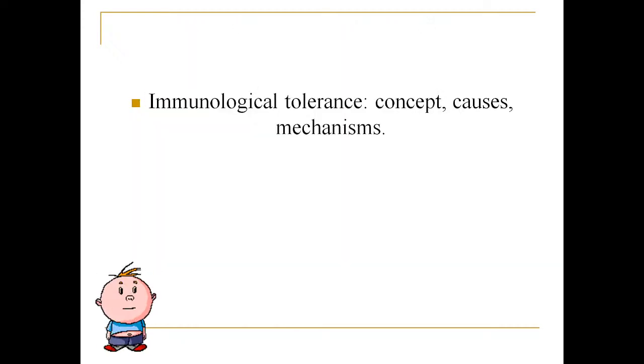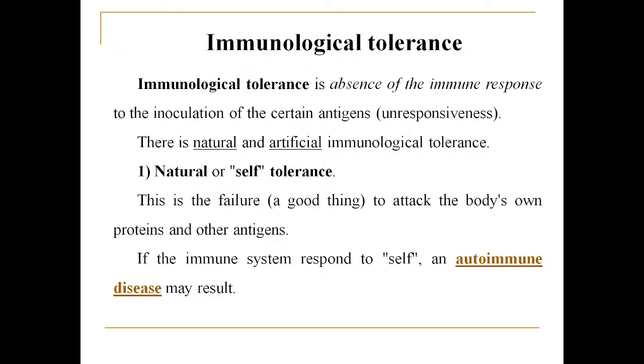Another type of immune response is immunological tolerance. Immunological tolerance is the absence of the immune response to the inoculation of certain antigens. It is a full unresponsiveness of the immune system to the allergen, to the antigen. There are two types of immunological tolerance: natural and artificial.